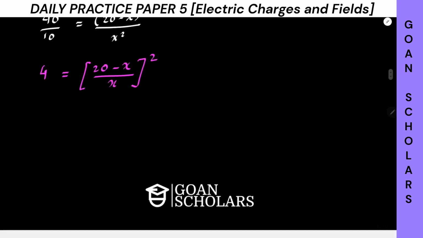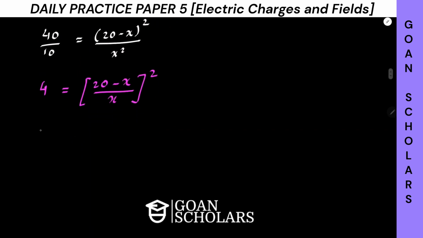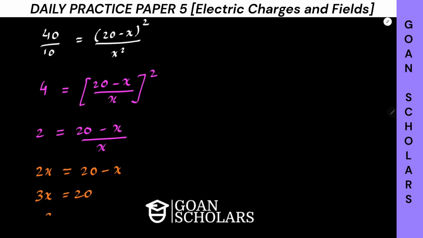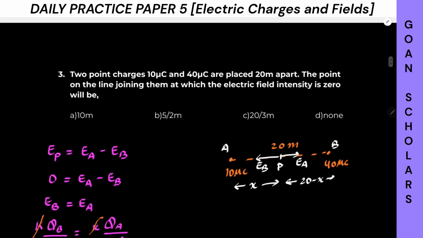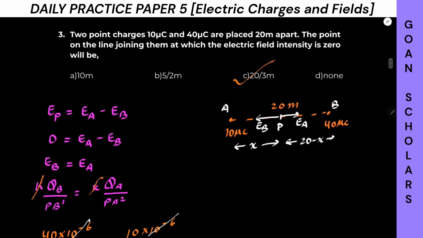Taking the root on both sides, this will give you 2 equals 20 minus x upon x. Cross multiplying, 2x equals 20 minus x, and 3x equals 20. So x equals 20 upon 3. Let's see if there is any option with x equals 20 upon 3.